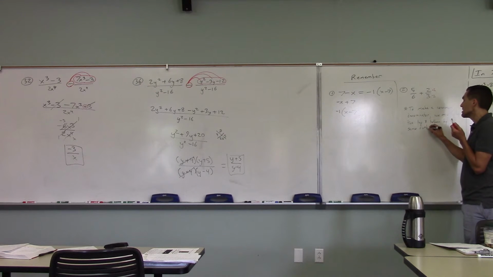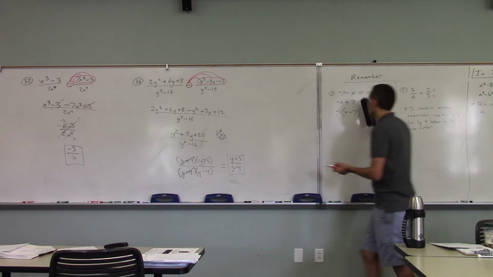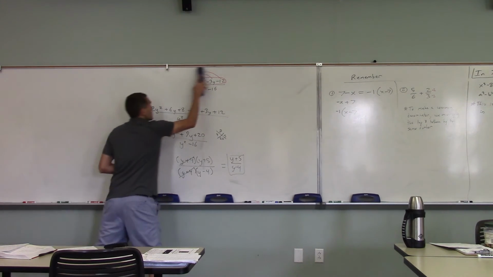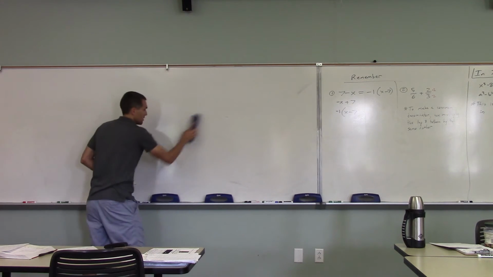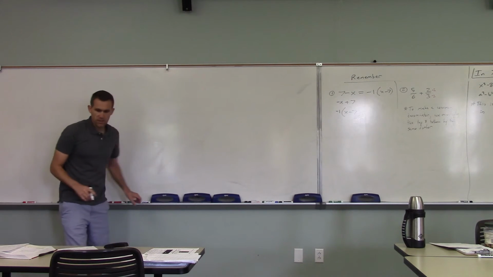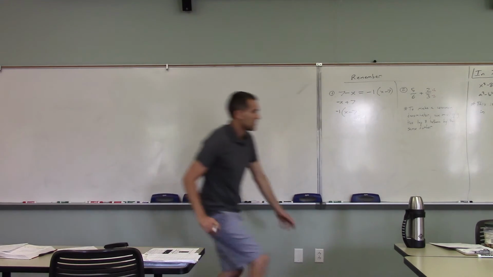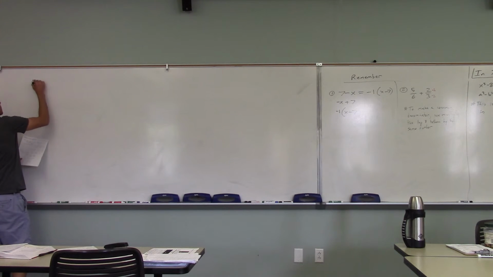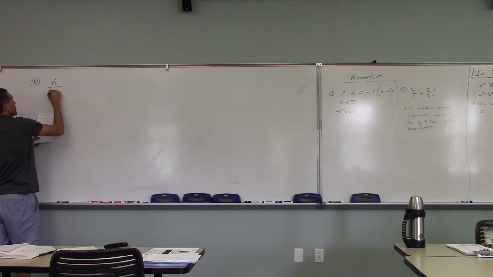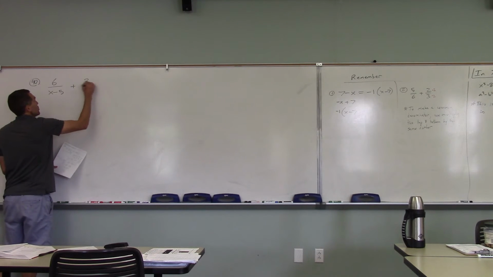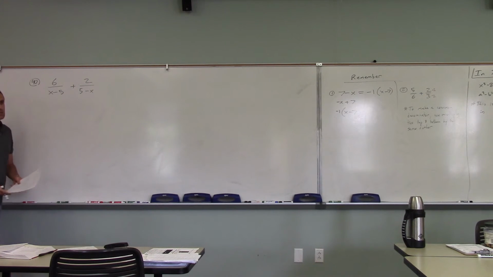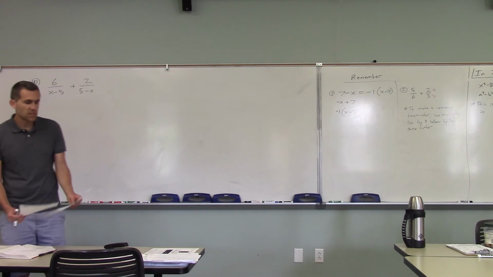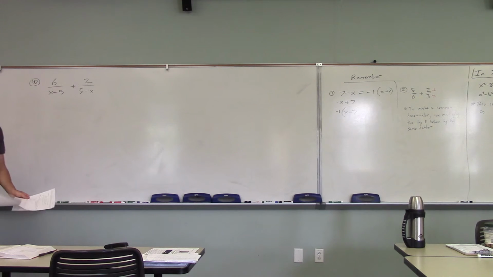Okay, so remembering these two things, we can now solve a problem with this in it. So let's do one. It's the last type of problem we're going to look at today. So here's problem 40: 6 over x minus 5 plus 2 over 5 minus x. They don't look like they have the same denominator, yet the title of the section clearly says they do have the same denominator.